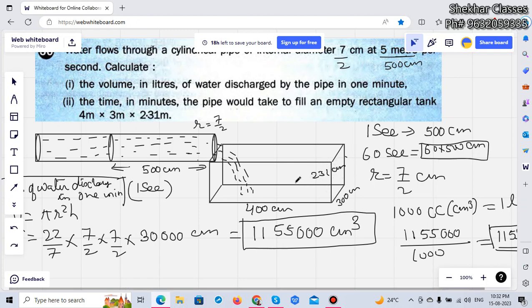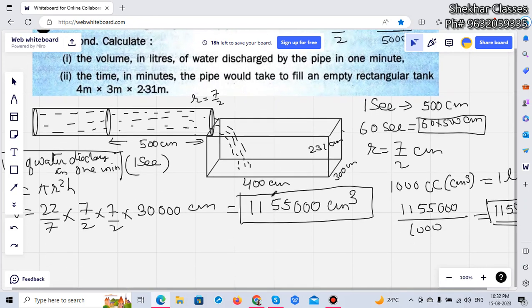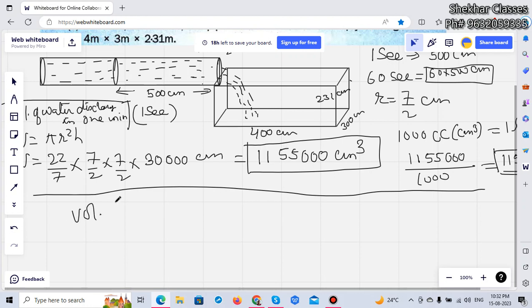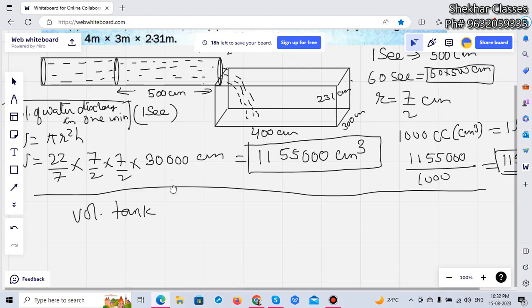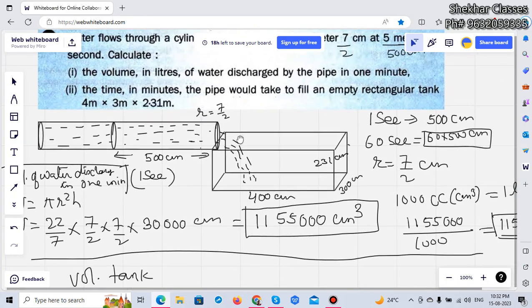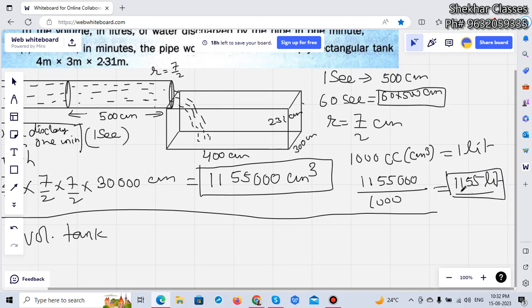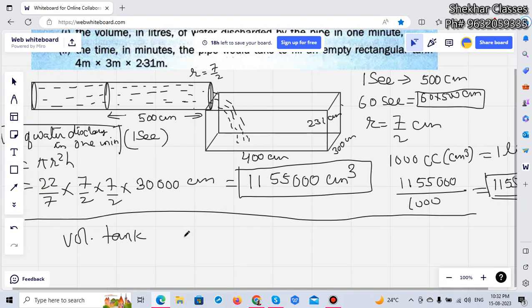Now this is the height. Okay, so what is the volume? First of all we find the volume of the tank. And what is the rate the water is coming out? The rate in 1 minute, how much of water comes out? These many liters. So you can convert, okay, this is centimeter cube. So volume of tank is how much? We can calculate L into B into H. And what is 400 into 300 into 231.